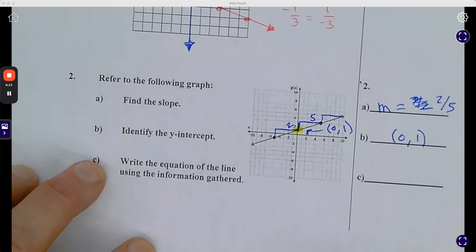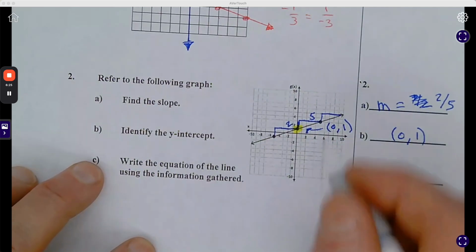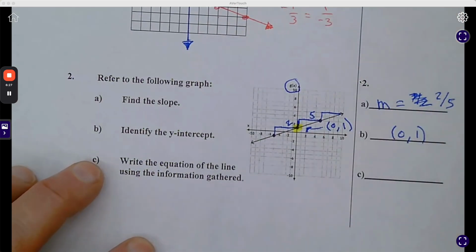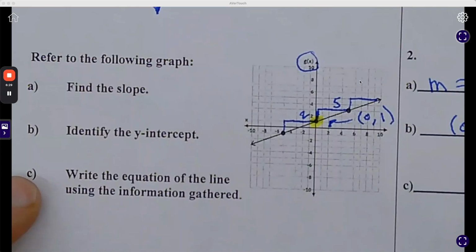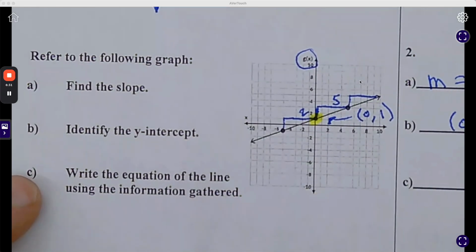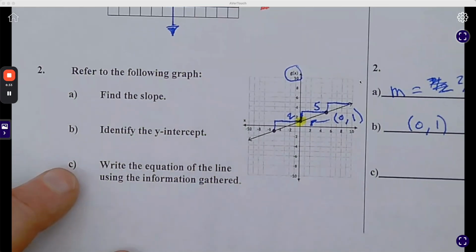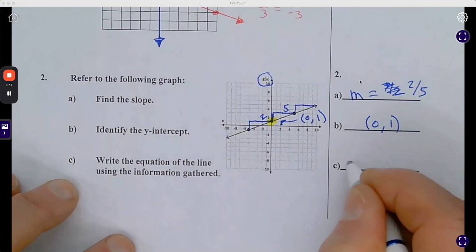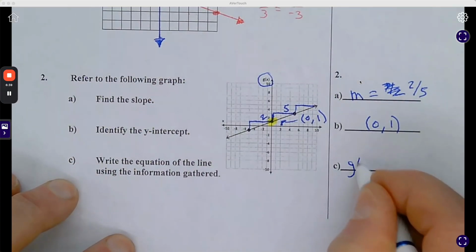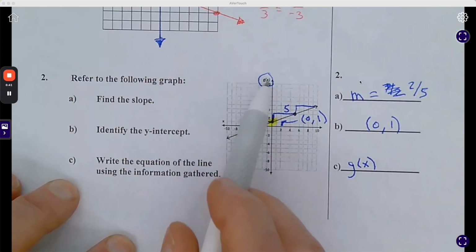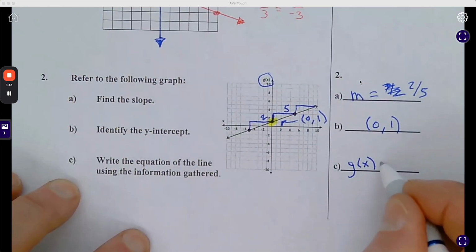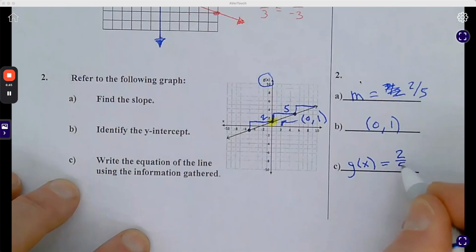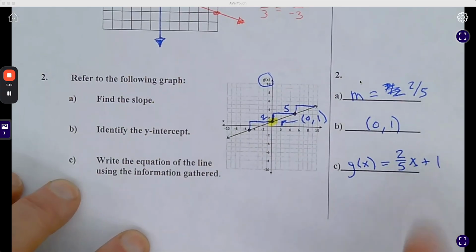Now we're going to put it together. Okay, notice we're calling this g of x, right? It's kind of hard to see, but there it is, g of x. So that means my output variable must be g of x, not y. So make sure you match that and that. g of x equals 2/5 times x plus 1. You're done.